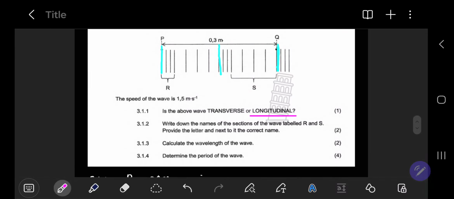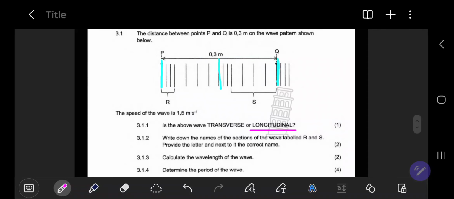Now 1.3.4 says determine the period of the wave. So just a quick reminder of your formula for period. Period is 1 over frequency, but we actually don't have the frequency. However, we can calculate it. If we're going to work with one wave, we know the distance and we know the speed. We can use speed is equal to distance over time for one wave, and that would give you period.